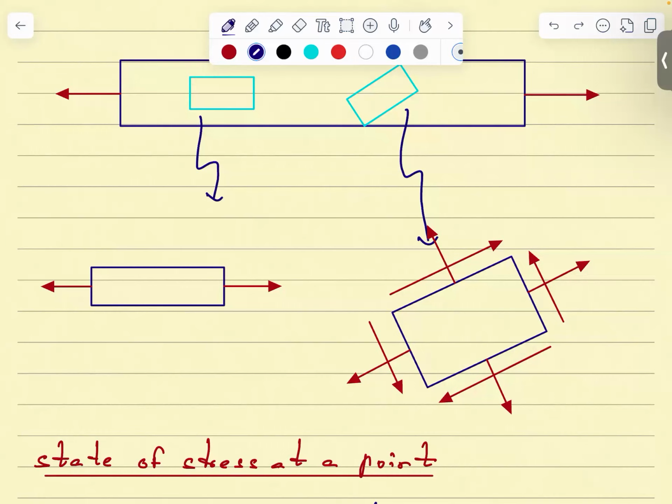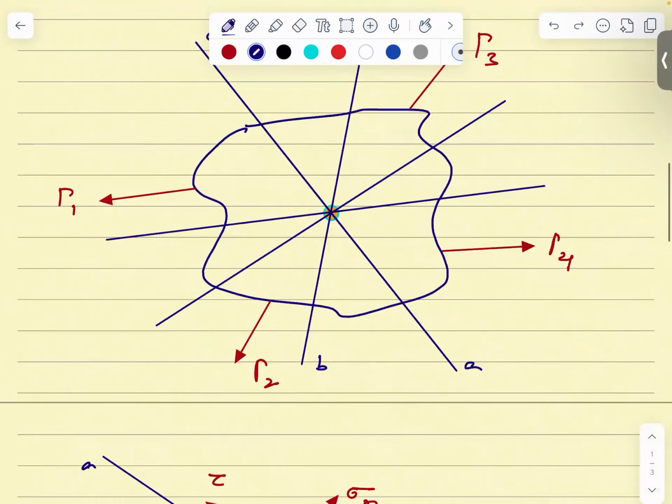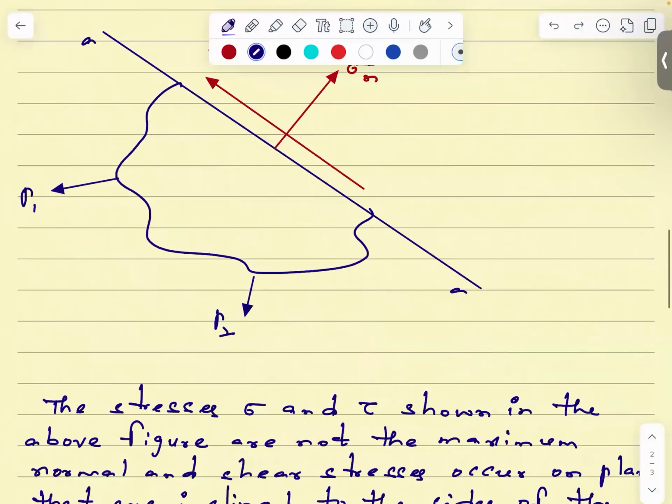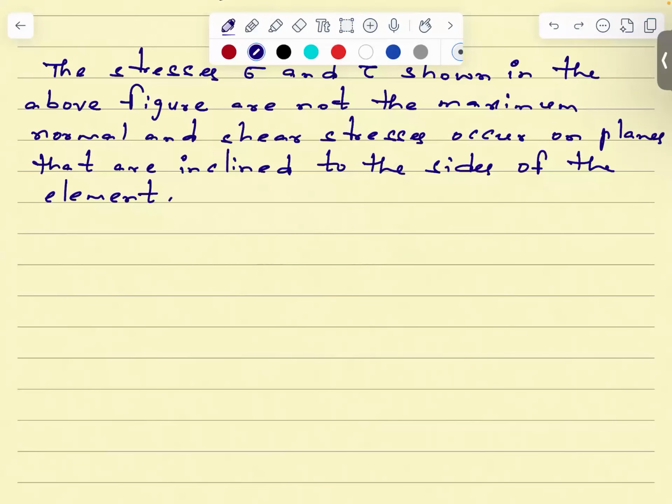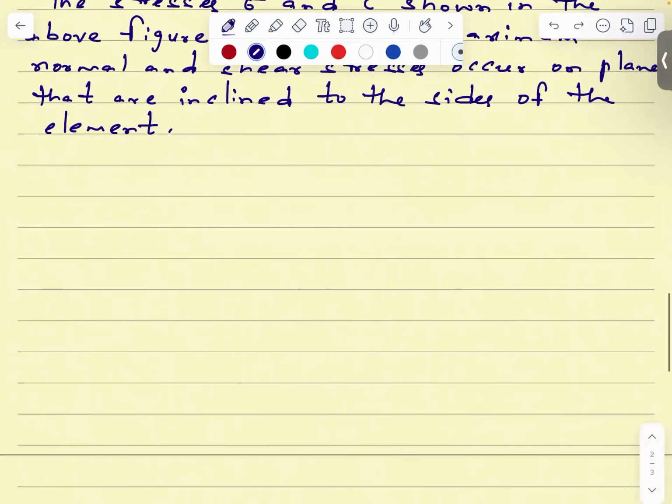Yes. If the angle changes, then the state of stress will change. Absolutely correct. I'll prove that in a while. Is there anything else? Can I continue, guys?